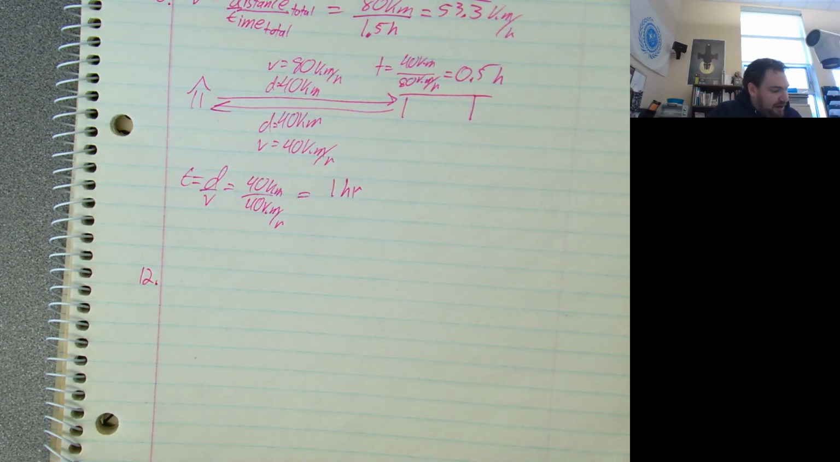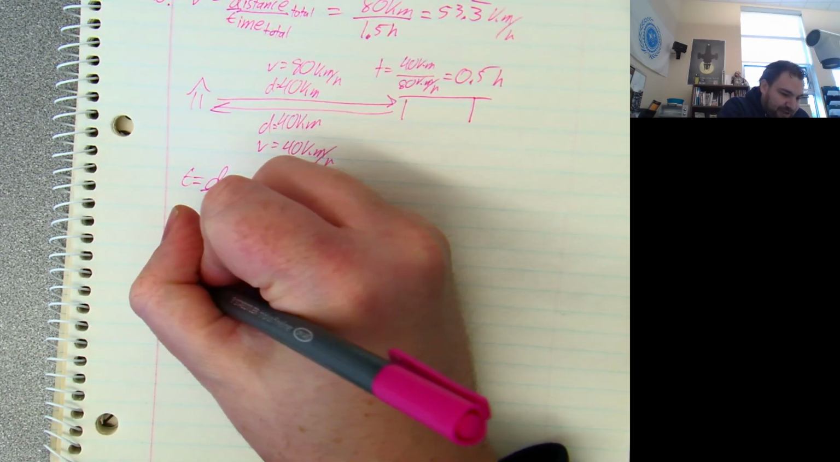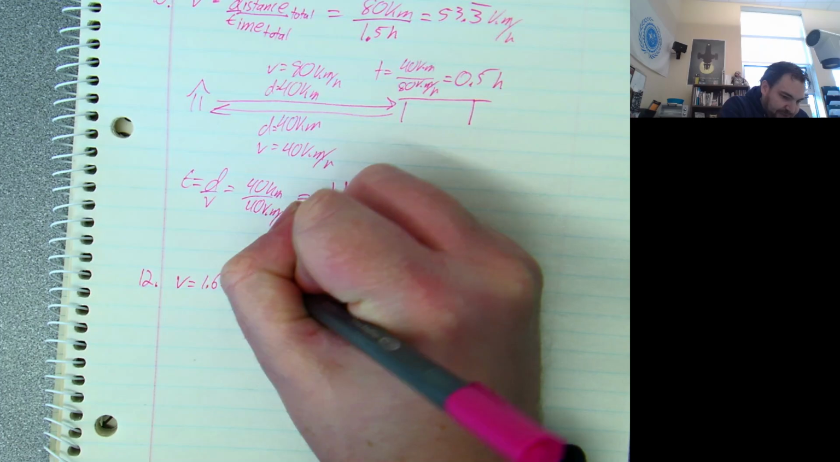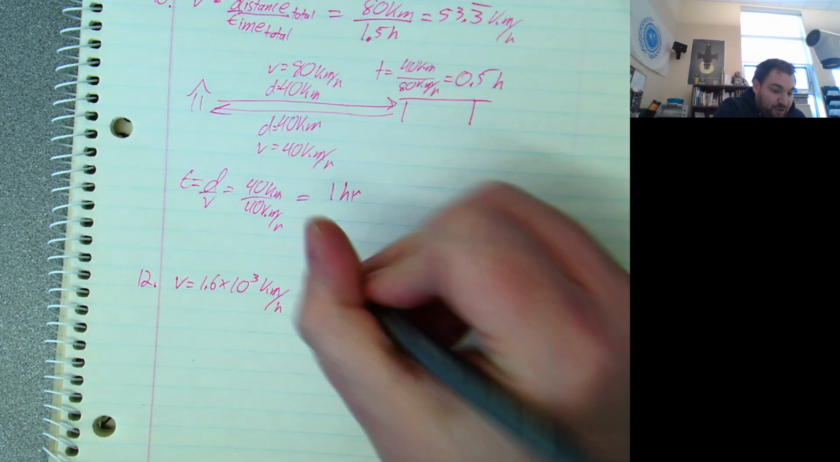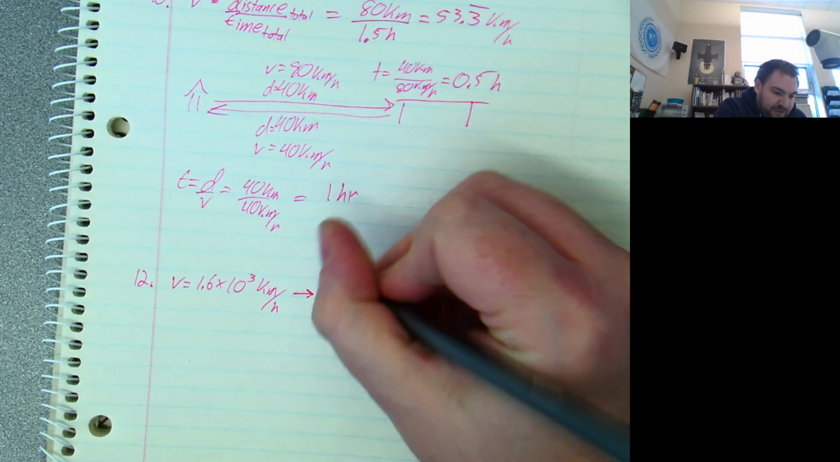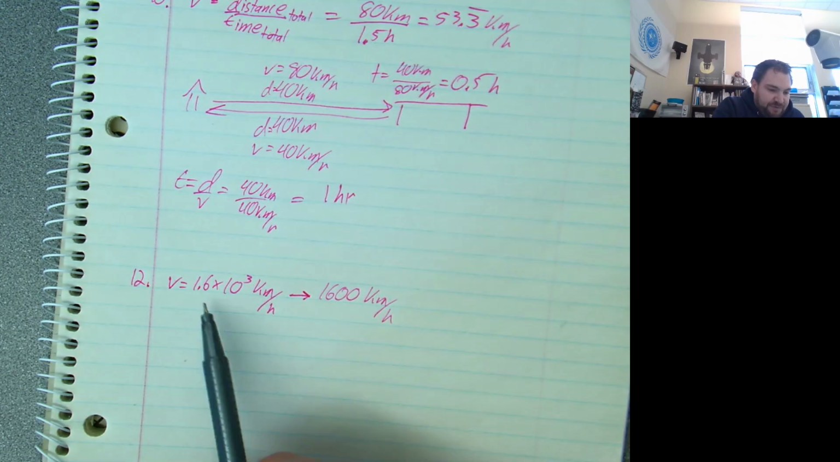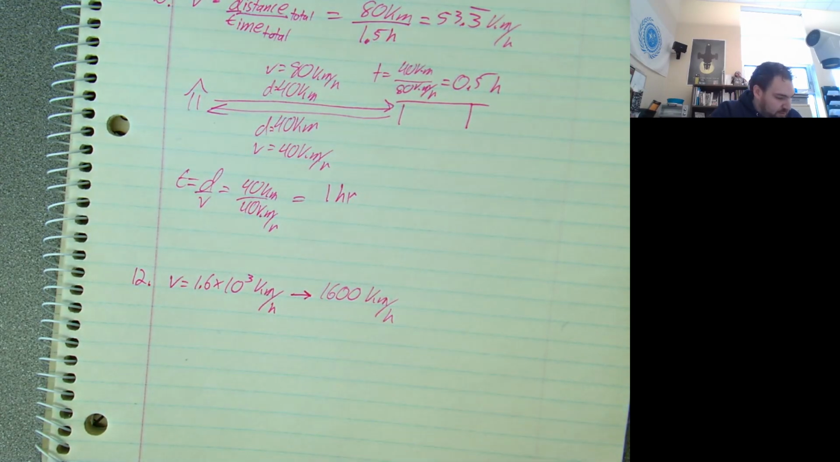A supersonic jet travels once around the Earth at an average speed of 1.6 times 10 to the 3 kilometers per hour. So we're given a speed of 1.6 times 10 to the 3 kilometers per hour. For those of you who don't like scientific notation, that's 1,600 kilometers per hour. Let's move the decimal space 1, 2, 3 back. Its orbital radius. Good question.